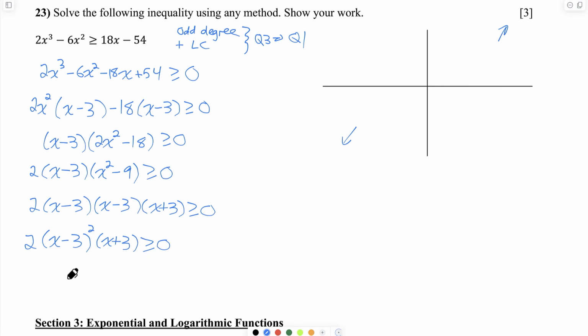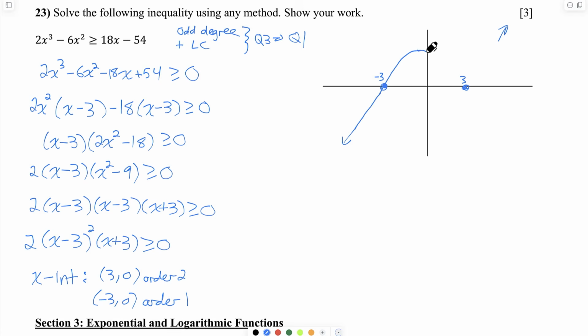Now that it's in factored form, I could state my x-intercepts for this function. I have x-intercepts at 3 and at negative 3. At 3, it's order 2. At negative 3, it's order 1. So let me plot those x-intercepts at negative 3 and 3. And then based on their order, I know that at negative 3, I should be going straight through.